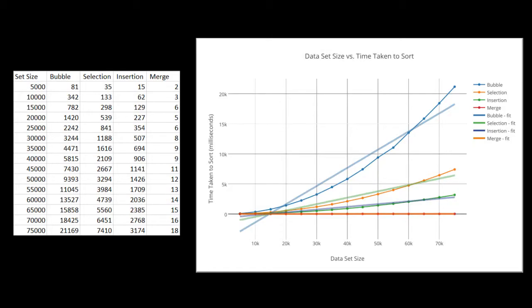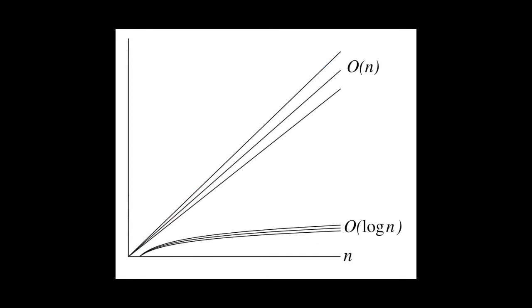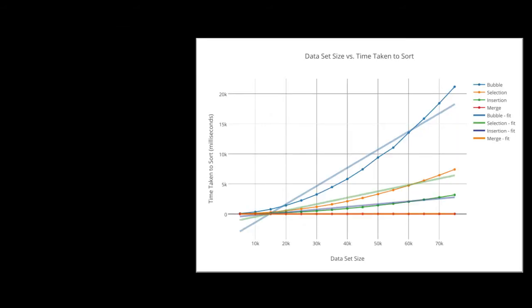Here is the dataset and its graph. Notice that bubble, selection, and insertion sort have graphs that look like they're becoming exponential, whereas merge sort looks like it's just flat. This is because merge sort eventually would become a graph known as n log n, whereas the dataset increases, the time taken to sort really doesn't increase that much at all. Looking at the data, we can very easily conclude that merge sort beats out all the other algorithms in terms of sorting large sets of data.